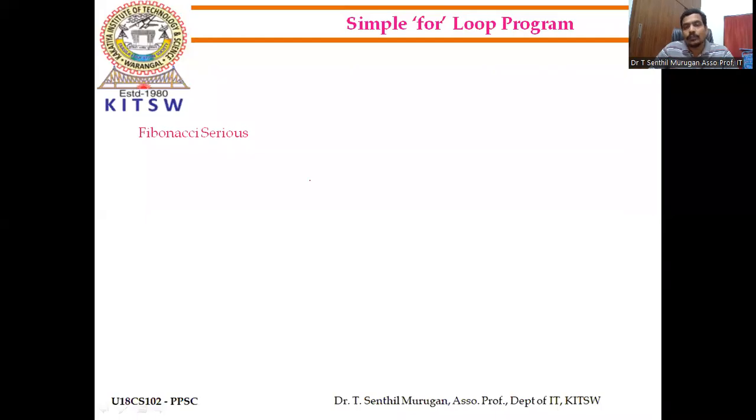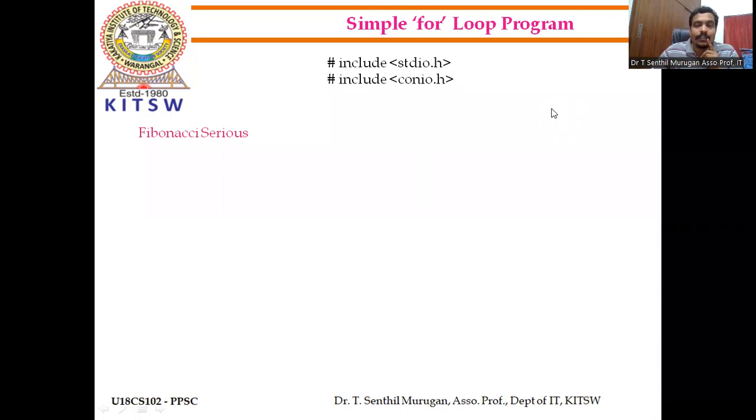Now with the use of for loop, how can we find the Fibonacci series? We will see the step-by-step program. So first include the header files, you know, console input output. Then the main function, we know that. Open brace.